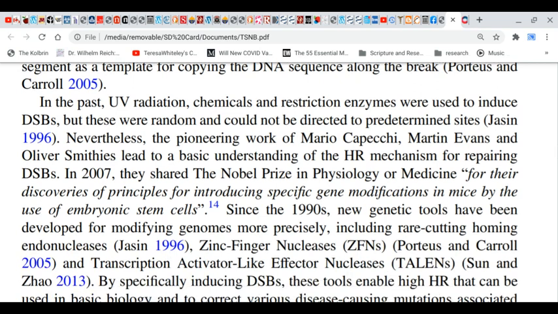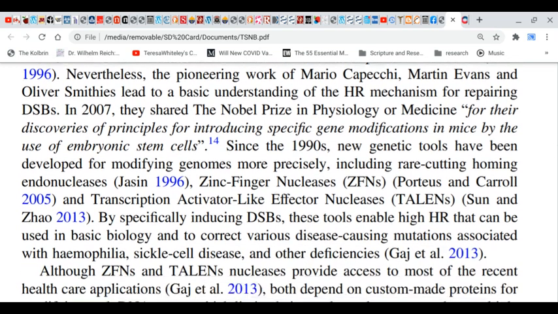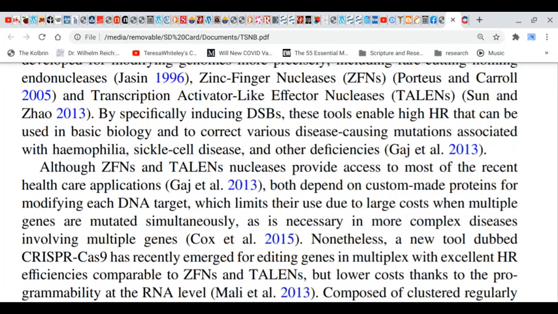Since the 1990s, new genetic tools have been developed for modifying genomes more precisely, including rare-cutting homing endonucleases, zinc finger nucleases, and transcription activator-like effector nucleases, TALENs. By specifically inducing DSBs, these tools enable high HR that can be used in basic biology and to correct various disease-causing mutations associated with hemophilia, sickle cell disease, and other deficiencies.